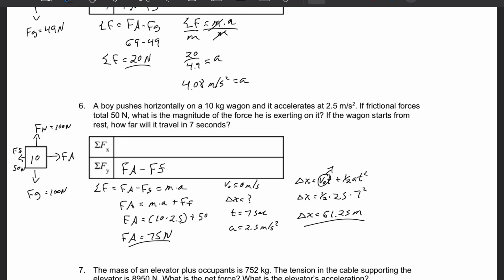Number 7. Oh, I had to fix that. I had a little mistake in the summation of forces in the y. It's going to be, in the x, Fa minus force of friction, and in the y, it's going to be force of gravity minus force normal. Now we all make mistakes.